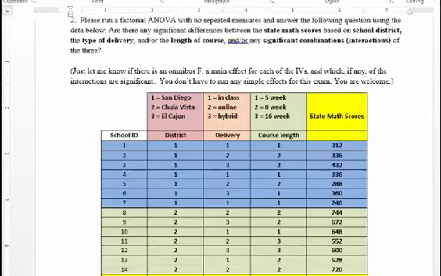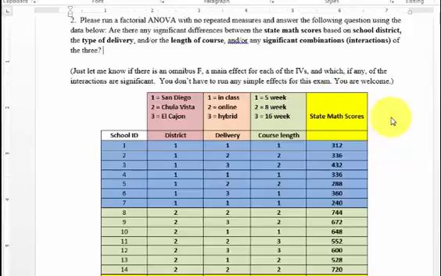Question 2, you're going to run a factorial ANOVA with no repeated measures. So when you hear that word factorial, that means more than one IV, and that means interaction. You got to look for a significant interaction. So let's go ahead and do this. Your first IV is your school district, 3 different levels. Your second IV is type of delivery of the class, 3 levels. Your last IV is course length, 3 levels, and your DV is your state math scores.